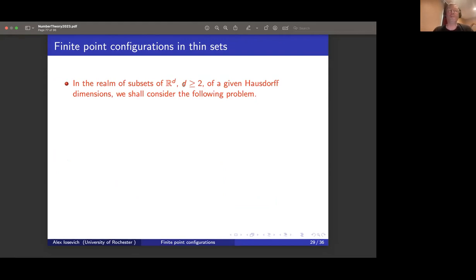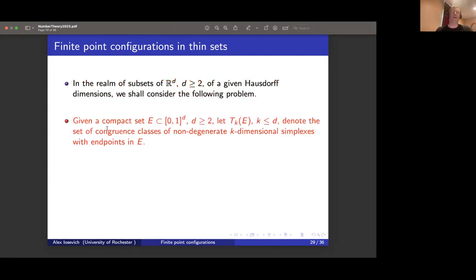So in the realm of subsets of R^d, d bigger than or equal to 2, of a given Hausdorff dimension, we're going to consider the following problem, which I believe can be viewed as a generalization of the Falconer problem. Given a compact set E in R^d, d bigger than or equal to 2, let T_k(E) denote the set of congruence classes of non-degenerate k-dimensional simplices with endpoints in E. So for example, if the dimension is 2 and k equals 2, we are looking at congruence classes of triangles, okay?